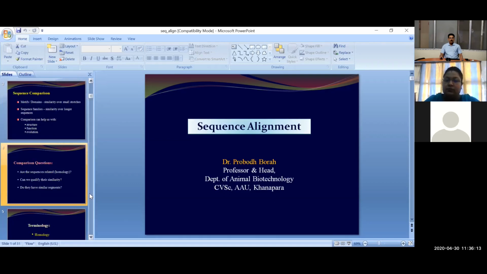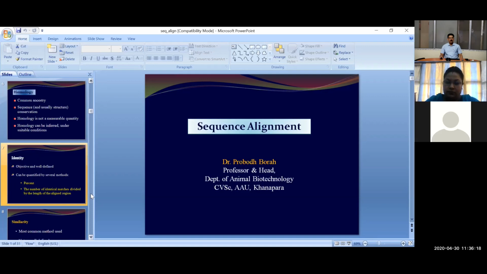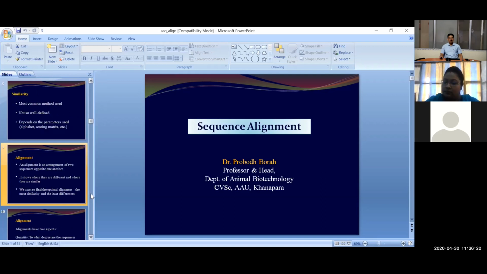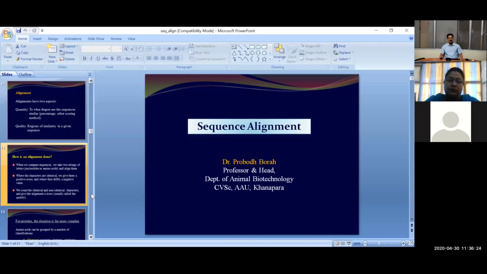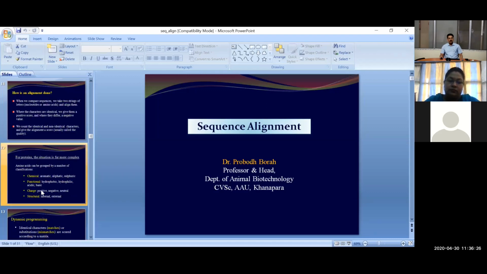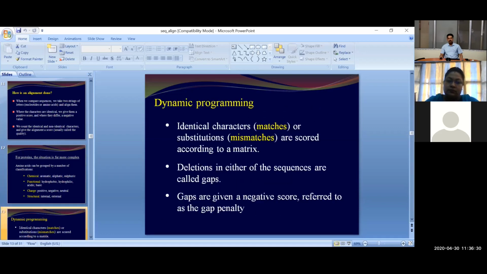So yesterday we discussed sequence alignment, the terminology used in sequence alignment, and also the approach by which we go for sequence alignment. Today we shall discuss in detail the process of sequence alignment. I think yesterday we left here.